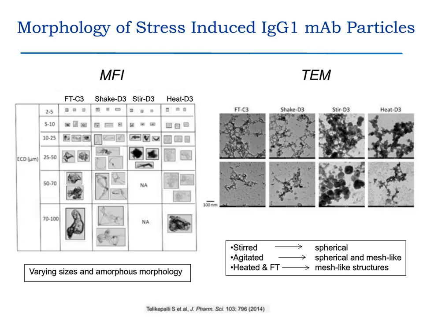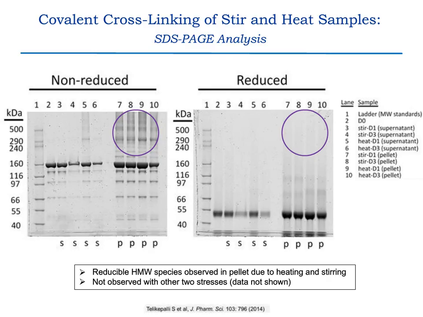We then collected the particles and ran SDS-PAGE to analyze for the presence of covalent cross-linking, and we can see in this gel, which is a summary of two of the four conditions, stirring and heating, that on the left, the non-reduced samples, we did see higher molecular weight aggregates that are highlighted in the circle, and that when we added reducing agent, they are reduced and they're no longer present. And so we can see that reducible high molecular weight species are observed upon heating and stirring. We did not see that with the other two stresses, and I'm not showing that data.